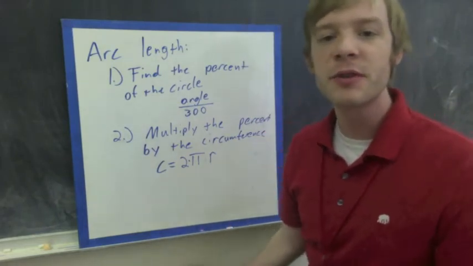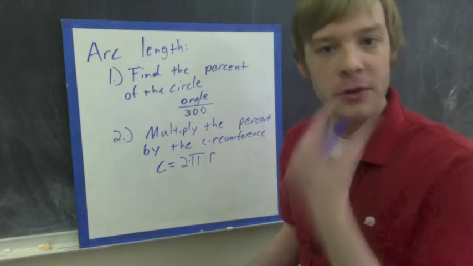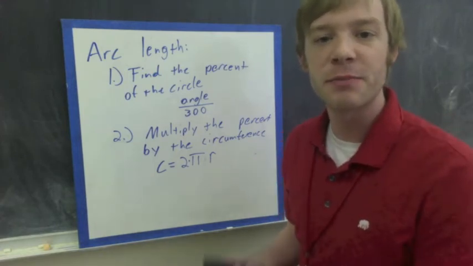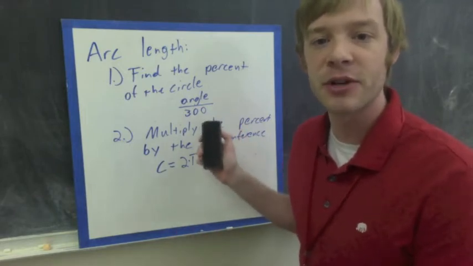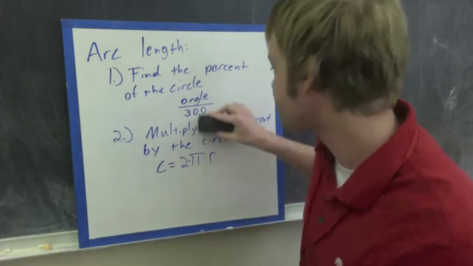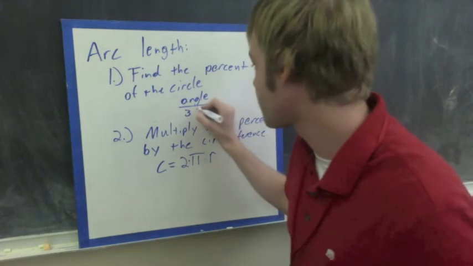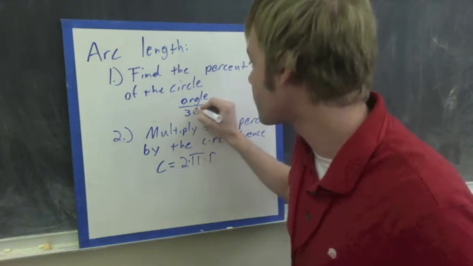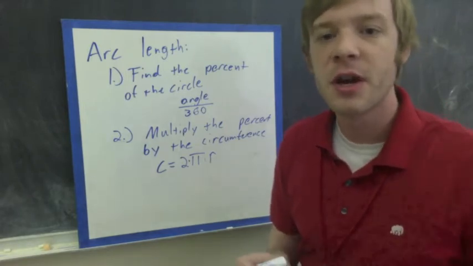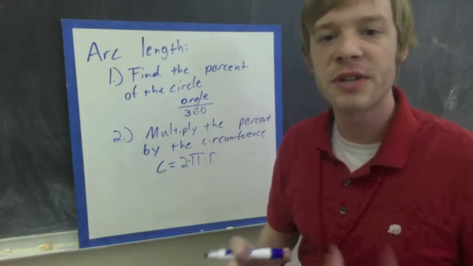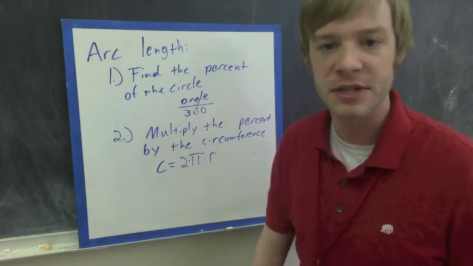Alright, we basically have two things we need to do when we are finding the arc length. We first have to find the percent of the circle that our angle is. So this should be angle divided by 360 right here, not 300. Please fix that in your notes if you wrote down 300. We have to find the percent that our angle is of the whole circle, so we just take whatever our angle is and divide it by 360.